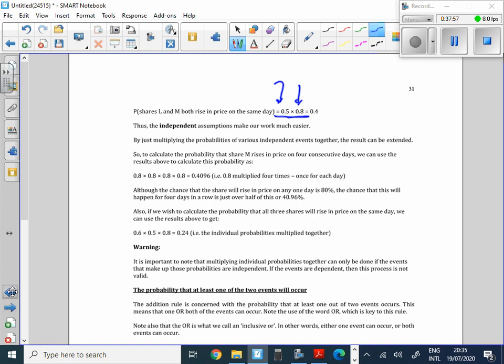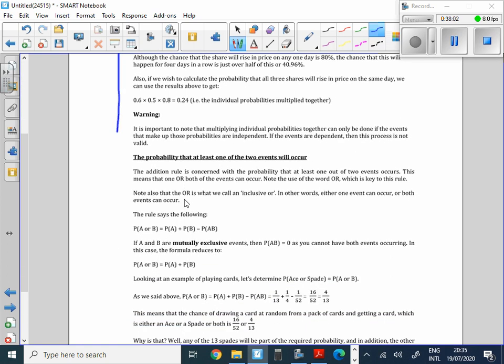I'll move to the middle of page 31. There's just a few examples we carry on with, nothing too detailed over there. We move to a slightly different type of question, and it's so important in probabilities that you read the question very carefully. Because now it says, what's the probability that at least one of the 2 events will occur? Now, at least one of the 2. In other words, A occurring or B. This is the OR rule.